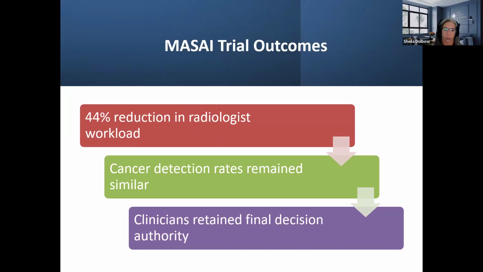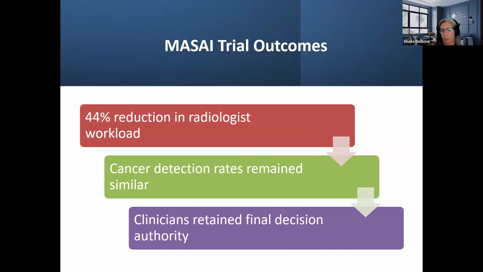So when you talk about the stress of a radiologist of having to sit there and read so many films over and over again, it's kind of like you get a little bit of eye fatigue and everything starts looking the same after a little while. So you can totally understand how a misread could happen. So while the detection rates may have remained the same, you reduce the workload by 44%.